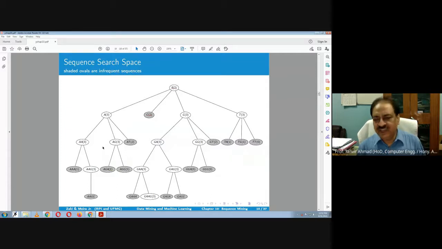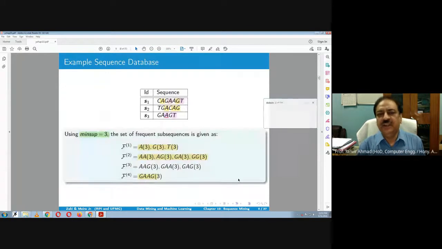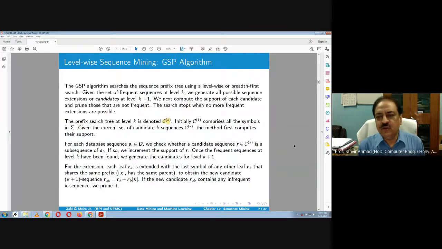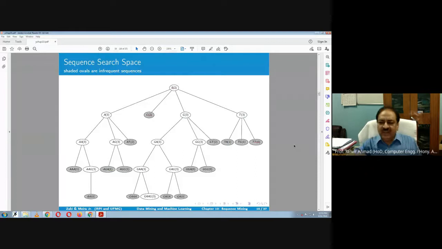Similarly, I will remove GT, TA, TG, TT, because either they are less than minimum support or they are not present at all. For example, TT is not present anywhere. You just check. There is no TT, either in S1 or in S2 or in S3. Therefore, I remove all those. The grey shaded ones are removed.